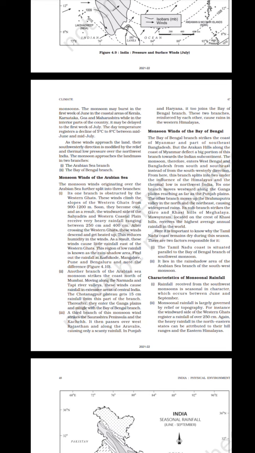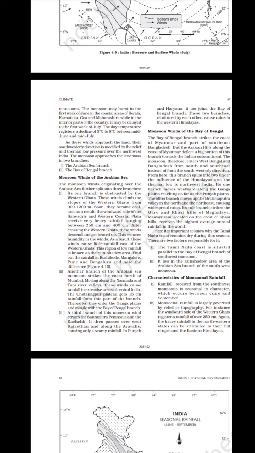Soon they become cool and as a result, the windward side of the Sahyadris and Western Coastal Plain receive very heavy rainfall ranging between 250 centimeters and 400 centimeters. After crossing the Western Ghats, these winds descend and get heated up. This reduces humidity in the winds. As a result, these winds cause little rainfall east of the Western Ghats. This region of low rainfall is known as the rain shadow area. Find out the rainfall at Kozhikode, Mangalore, Pune, and Bangalore and note the difference.